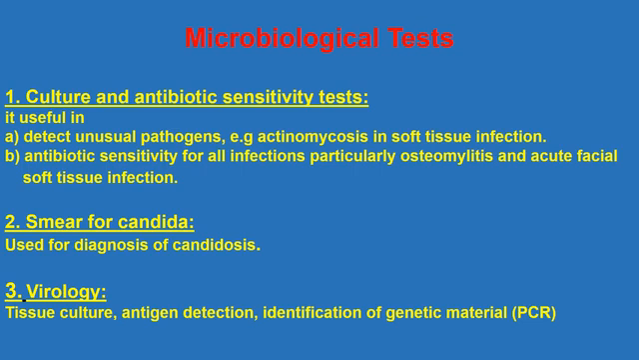soft tissue infection. For candida infection, we can use a smear by taking a swab, for example from the tongue, and put it on a slide and look under the microscope to see the hyphae of candida. Virology. For viral infection, we can use tissue culture, antigen detection of a specific virus, and also identification of genetic material by PCR.